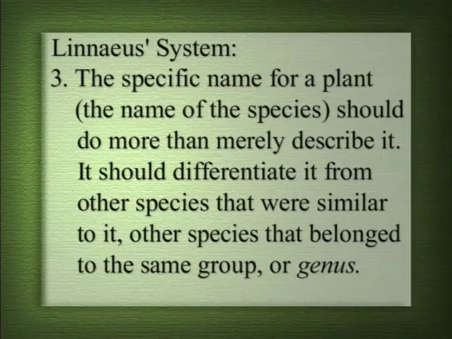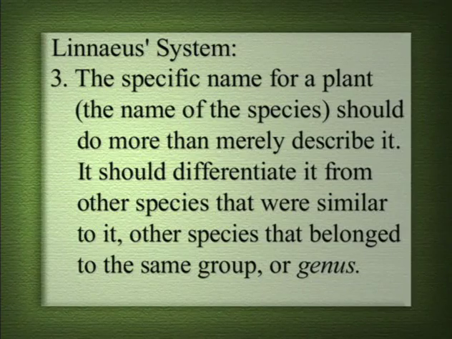What Linnaeus did was to employ this technique in a systematic and consistent way. He introduced the practice into his work, The System of Nature. This had the effect of insisting that the specific name for a plant, that is, the name of the species, should do more than merely describe it. It should also differentiate it from other species that were similar to it, other species that belonged to the same group or genus. But if he were going to do this, he would have to refer to more organs than just the sexual, because the sexual organs often were virtually the same throughout the genus.